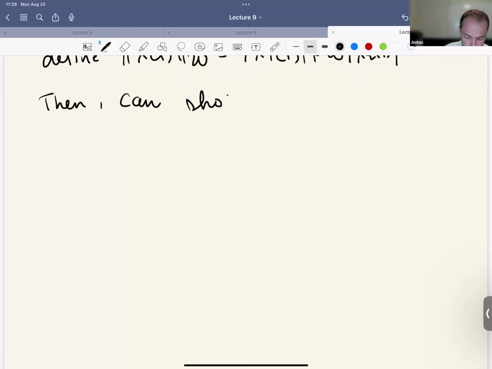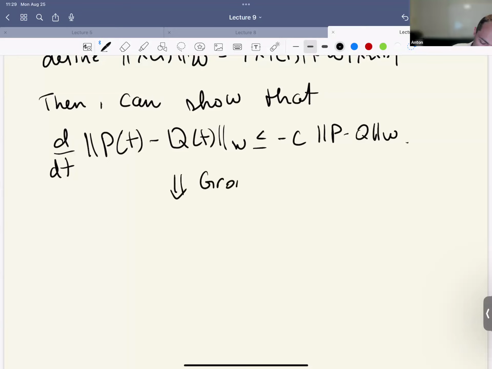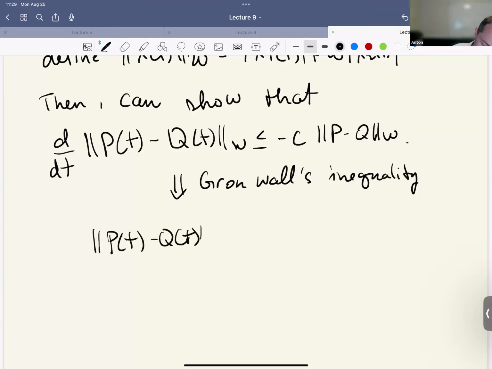Then we can show that P of t minus Q of t in the W norm satisfies d by dt less than or equal to negative constant times the norm of P minus Q in W. Therefore, and this is using Gronwall's inequality, the norm of P of t minus Q of t in W is at most C1 e to the negative C2 t times the initial condition.